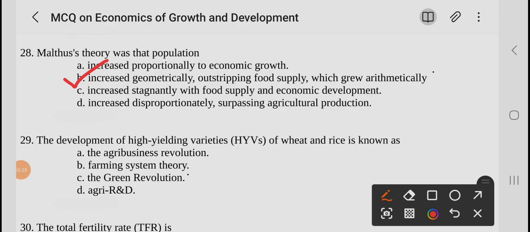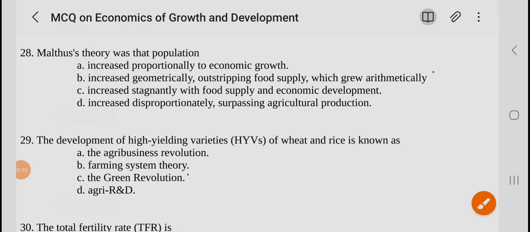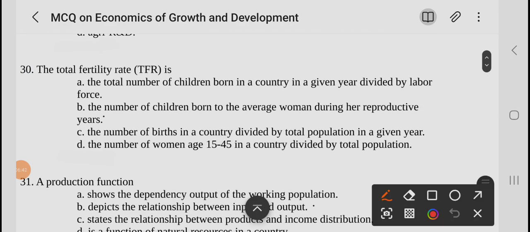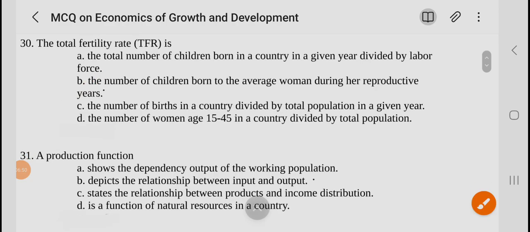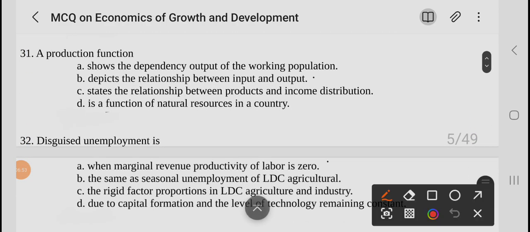The development of high-yielding varieties of wheat and rice is known as the Green Revolution. Next one. The total fertility rate is the number of children born to an average woman during her reproductive years is the right answer. A production function depicts the relationship between input and output. Yes, this is the right one. Next, disguised employment is when marginal revenue productivity of labor is 0. Yes, this is the right one.